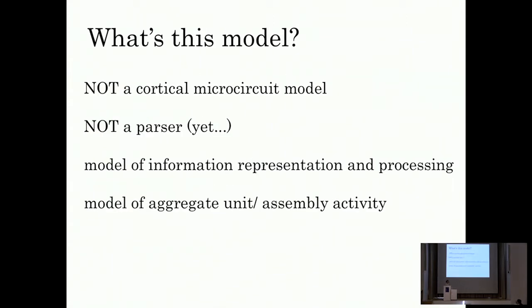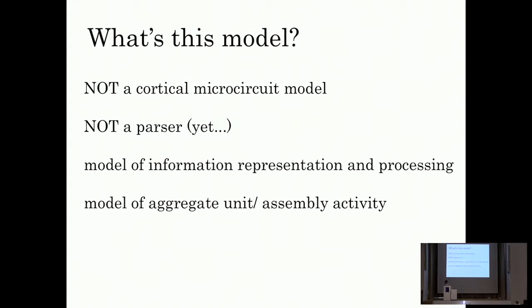That means that this model is not a cortical microcircuit model, certainly not a parser, and I'll talk later about why I think that's maybe not actually the goal we want to get to. We maybe don't want to use natural language processing parsers as our cognitive processing model. It is a model of information representation and processing. One way to think about it is that it's an existence proof of how you can represent information in a neural network system and how you can process that information in real time to get from a sequence to a hierarchy. Another way to think about it, to try to make more contact with the world of oscillations, is as a model of aggregate unit activity, or as assembly or functional assembly activity.